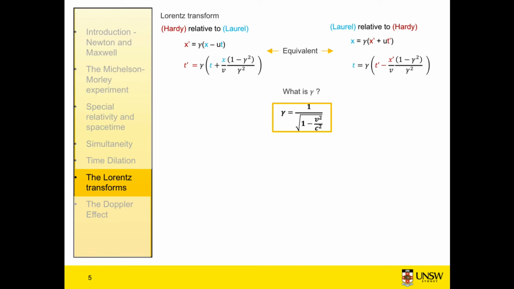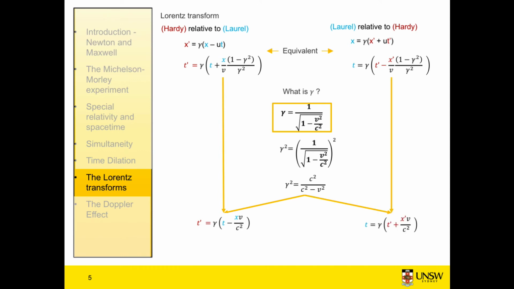Now we have an equation for gamma, we can use it to simplify our Lorentz transforms for time by simplifying that factor that appears in both of them, 1 minus v squared on c squared. So we find our expression for gamma squared equal to c squared divided by c squared minus v squared, and we substitute that in to each equation. Substituting into our t dash equation, we find that t dash is equal to gamma times t minus xv on c squared, which is a much nicer expression to work with than the first one, and similarly into our second equation, we get the equivalent equation for t.